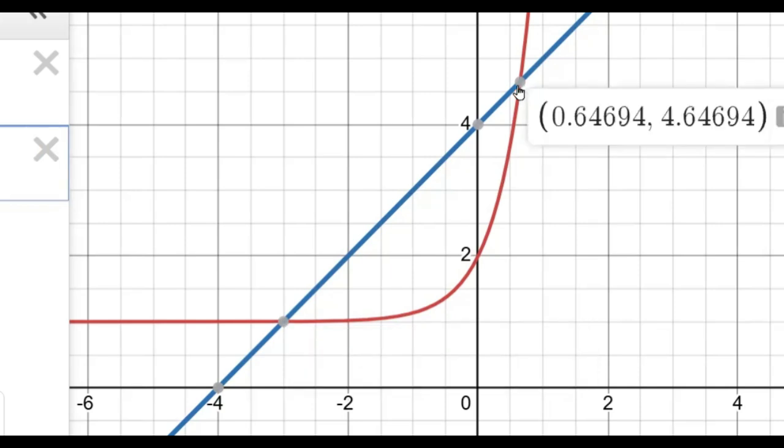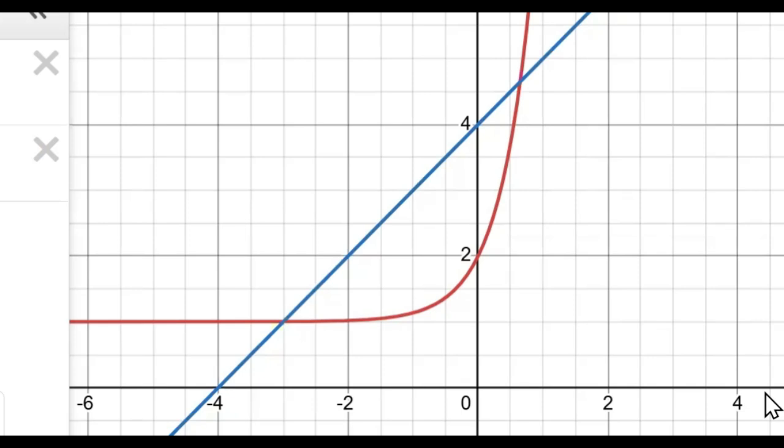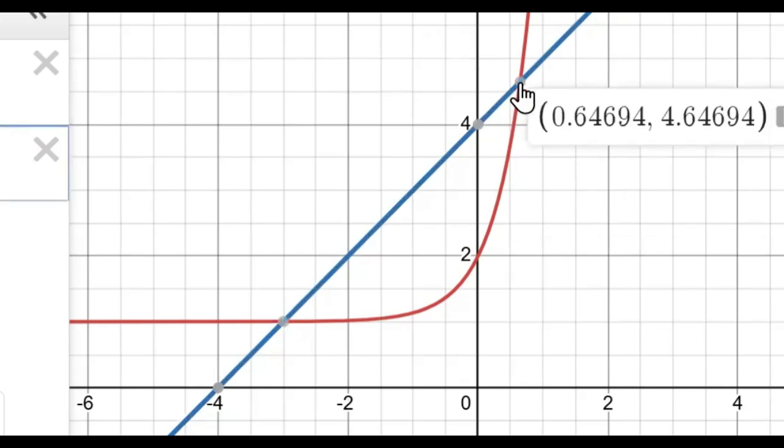That's 0.647. We're going to use that. 0.647. That's rounding to 3 sig figs. Let me move my little cursor away here to get the other one. What do we got? We got 4.65. Now really all we need are the x coordinates because that's going to determine how we do our integration. So let's go ahead and pop back to the board and take a look at how that goes.